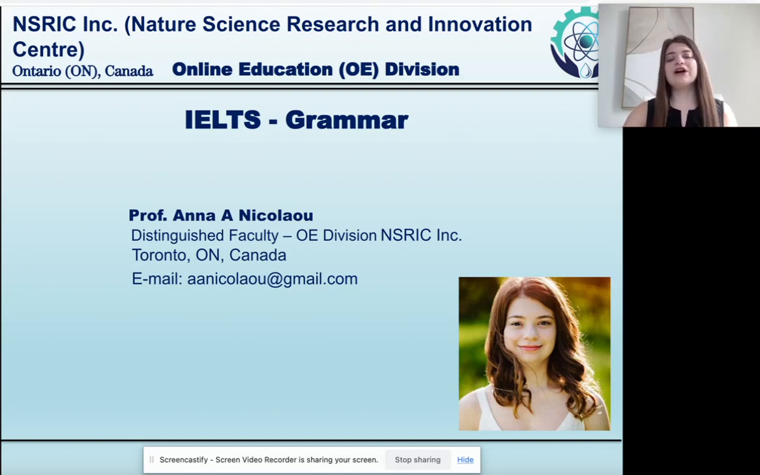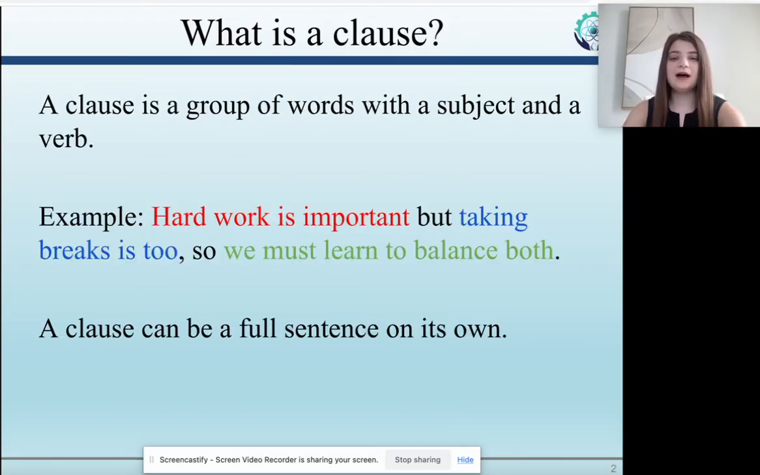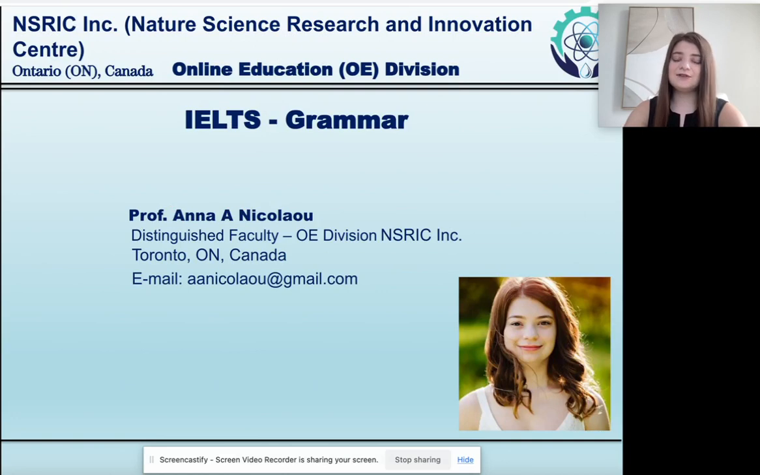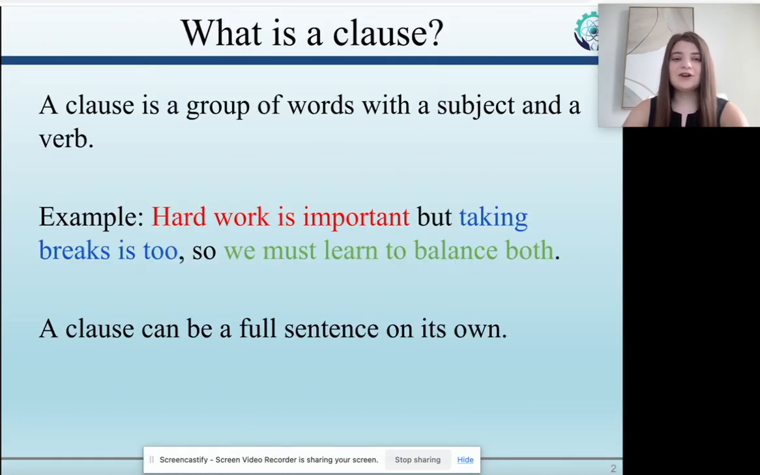During this course, there's actually 5 different lessons. Today, though, specifically, we're going to be talking about clauses and the different types. So let's get started. So, what is a clause? A clause is a group of words with a subject and a verb. So, here's an example: hard work is important. Well, there you go. That's a clause because we have a subject, hard work, and we have a verb, is, right? Is a form of to be.